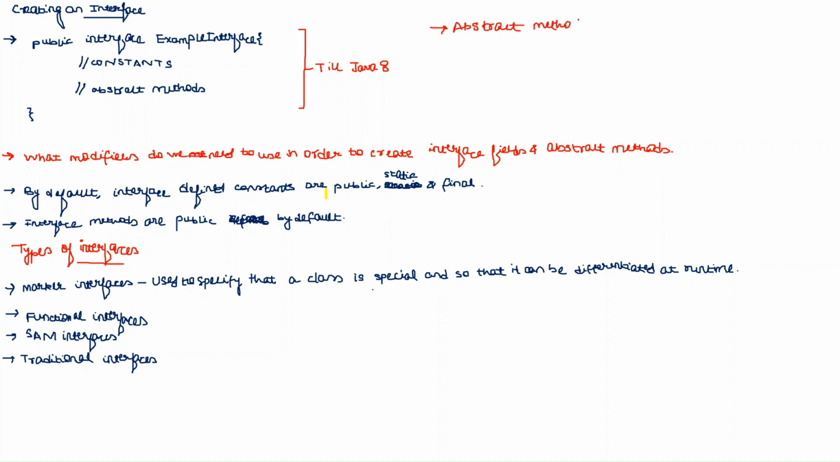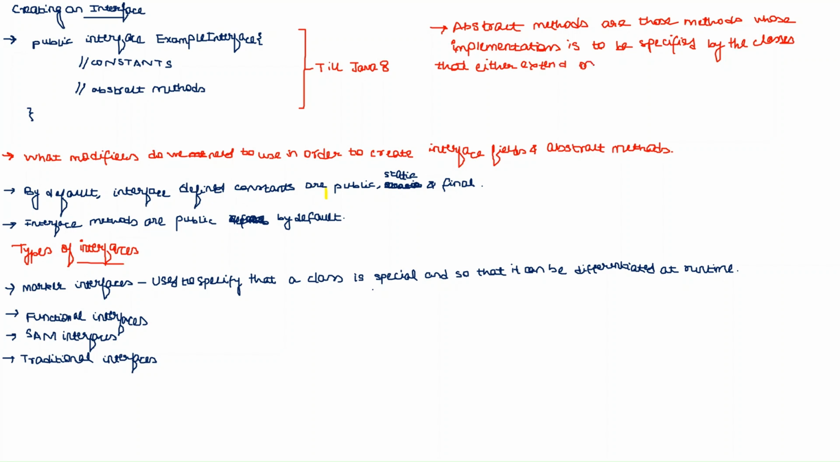Abstract methods are those methods whose concrete implementations are to be specified by the classes that either extend or implement the interface or the class containing the method.